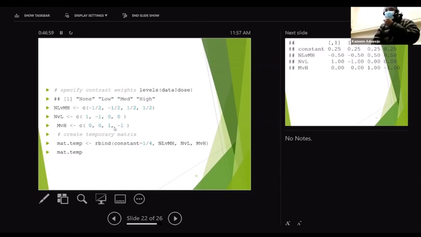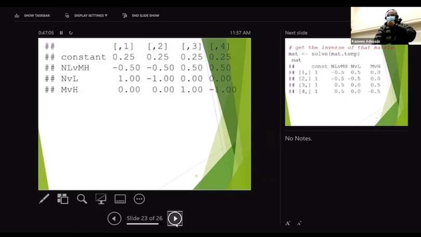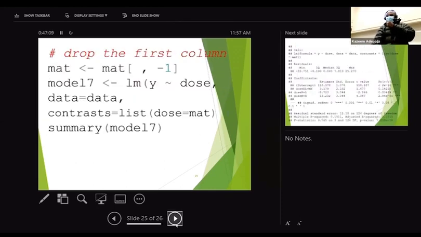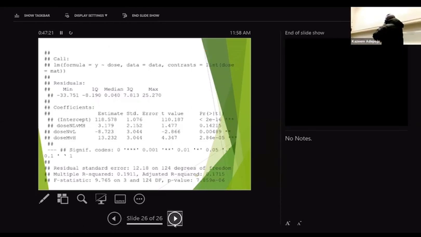Between medium and high, we do the same thing again. We did what we did before: finding the set of the matrix, finding the inverse, drop one, then run the model. Response on those, indicate that equal to that, then the contrast, then you're going to get your results. Now, in this table, it's where you're going to look at the p-value to take a decision on each of the contrasts.